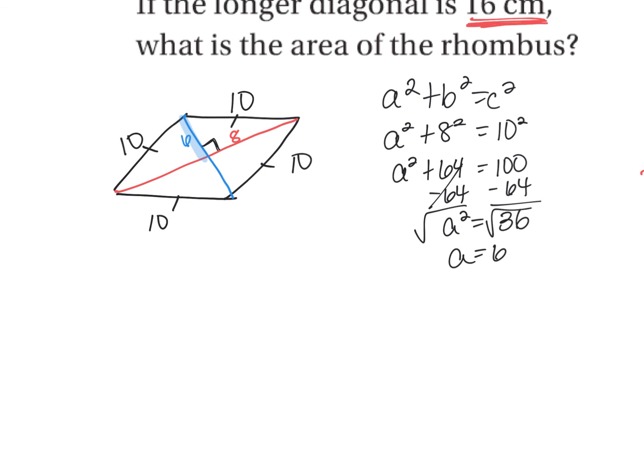Yes, I know we did all that work. 6 is not our answer. We're still trying to find the area. We just had to do work in order to find it. So we've got our formula, and we're writing that: 1/2 d1 times d2.